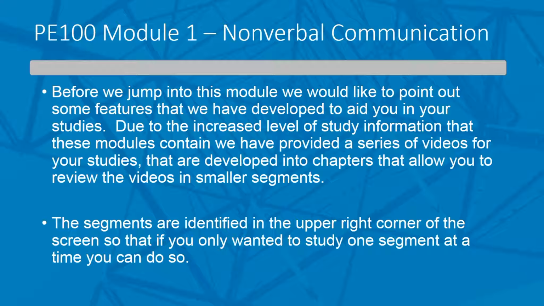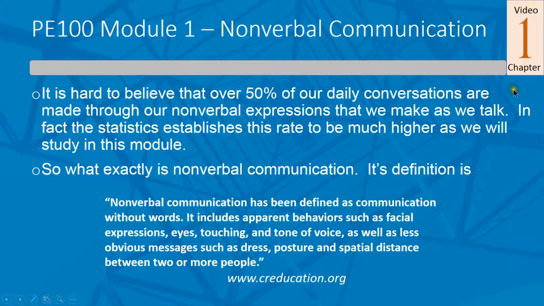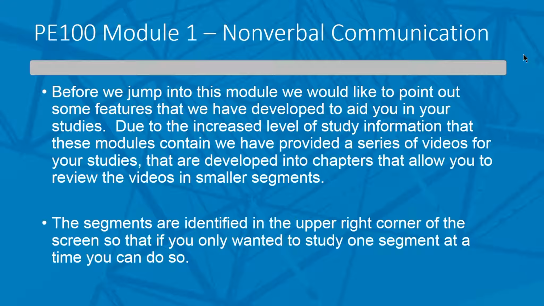These segments are identified in the upper right hand corner of the screen, and I'll show you right here. You can see where you see that 1 up here. That is the chapter number, so you'll always be able to tell which chapter you're in. Each one of these segments is going to be in your classroom materials, so you can just click on them as you need to. So let's go ahead and jump into the class.